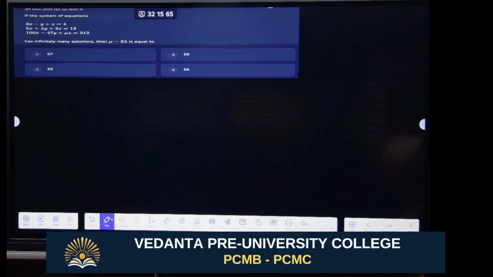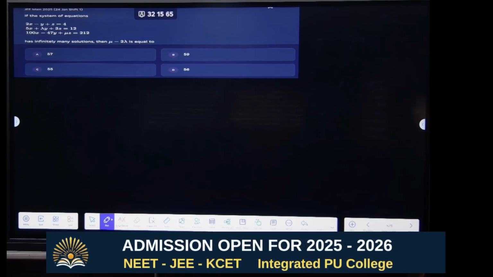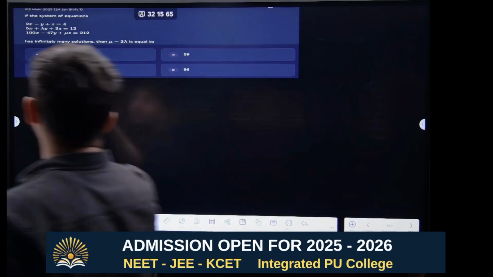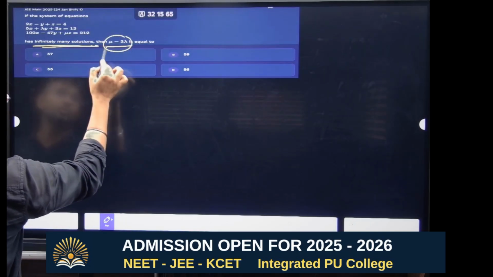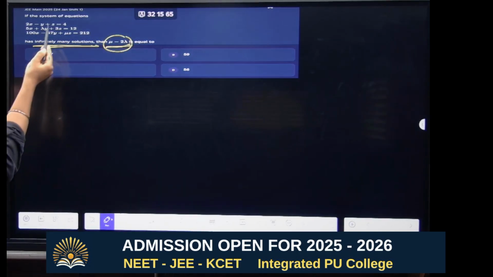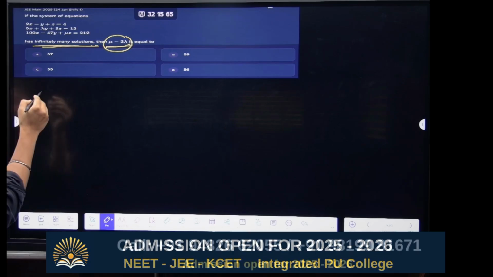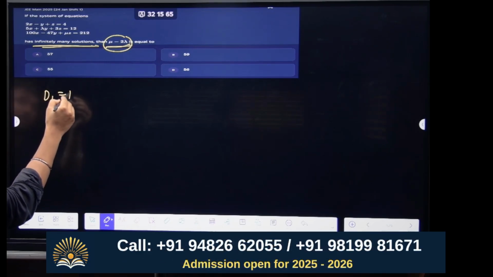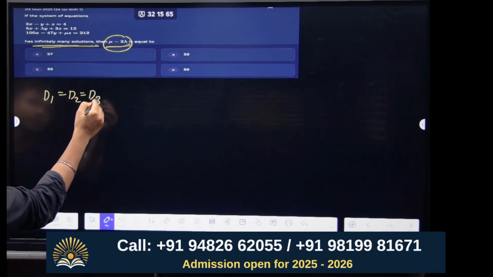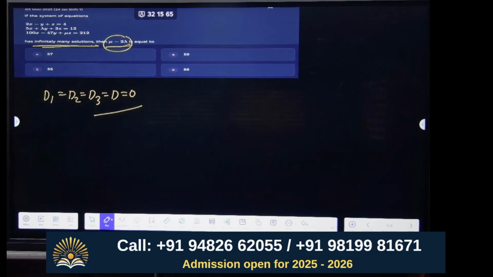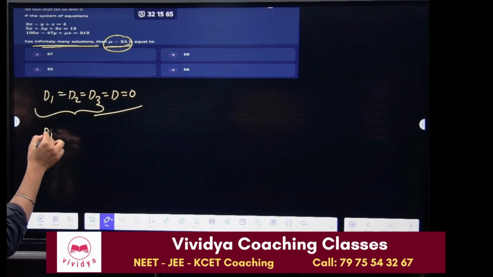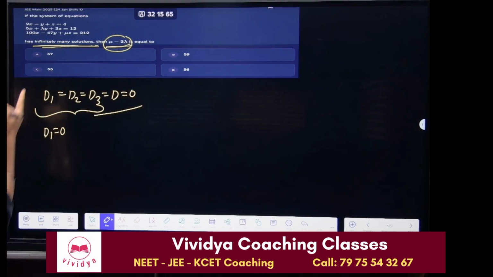Again see, this is again the same type of question. This system has infinitely many solutions and they have asked to find lambda minus 2 mu, and lambda and mu are present here. Since it is infinitely many solutions, D1 is equal to D2 is equal to D3 is equal to D equal to 0. This all will be there. Now first you put any one of D1, D2, D3 equal to 0. You will get either the lambda or mu value.